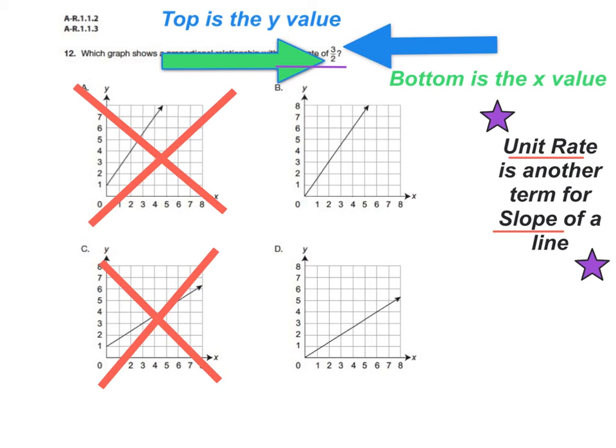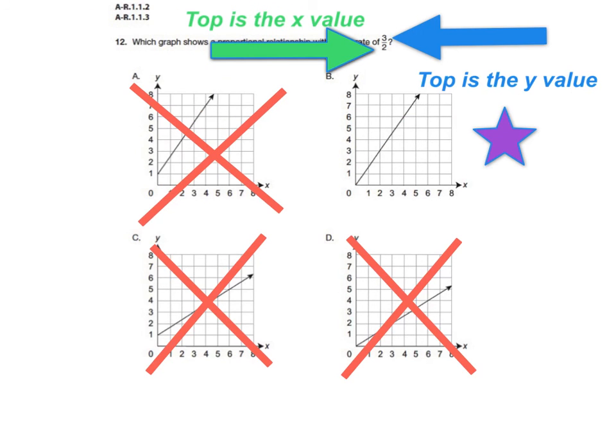If I look down here at the bottom, as I start at 0 here, to get on my line, I'd have to go up 2 and over 3. So now the unit rate would not be 3/2, it would be 2/3. As a result, I can eliminate choice D from my selection. And that's as basic as that is.